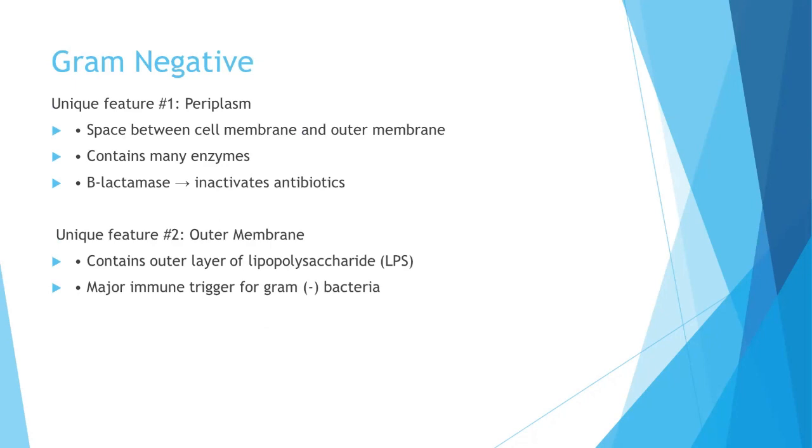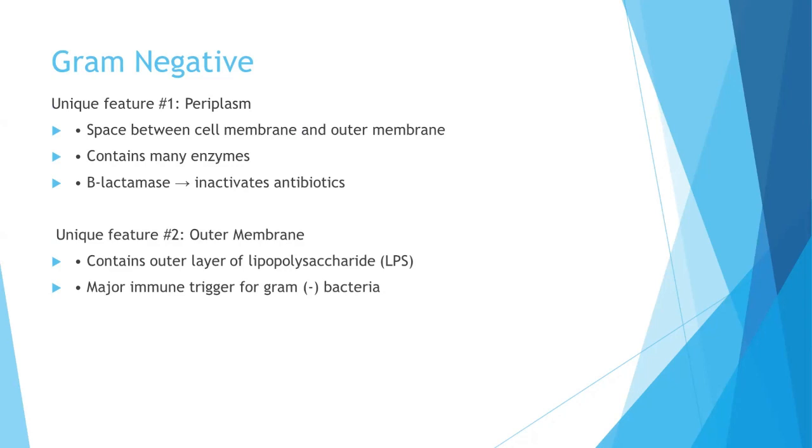In gram-negative bacteria, the unique feature number one is the periplasm. The space between the cell membrane and outer membrane is called the periplasm, and it contains many enzymes. The most important among them is the beta-lactamase enzyme. This beta-lactamase inactivates antibiotics, which is why we have some antibiotics that are beta-lactamase inhibitors.